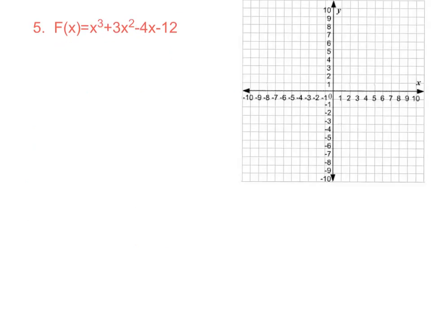So there's what our picture looks like. All right, last two. Number 5. I factored by grouping. So what I did was I took out an x squared and I got x plus 3.